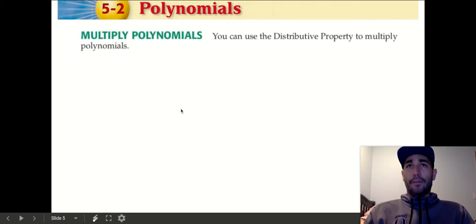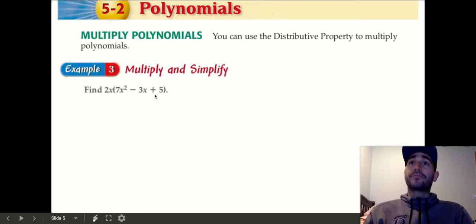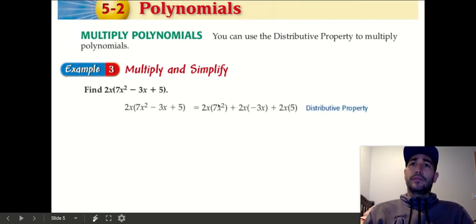For multiplying polynomials, you can use the distributive property. Here they want us to multiply and simplify. Again, we'll use the distributive property: 2x times everything in this parentheses. I'm just going to distribute the 2x. So 2x times 7x squared, 2x times negative 3x, 2x times 5.